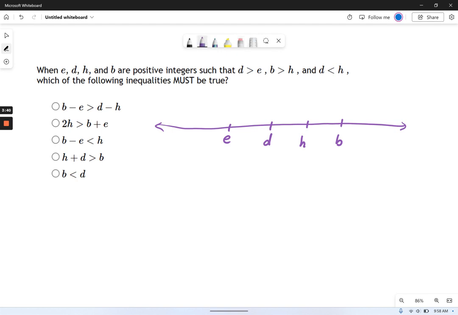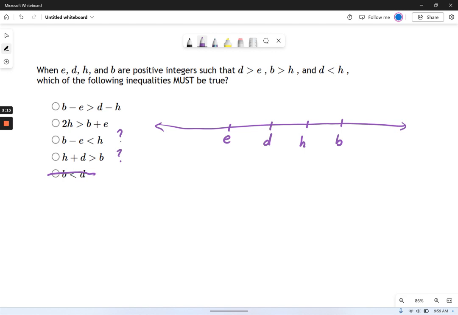Let's see what we can do. Is B less than D? I'm starting at the bottom here. That is clearly not true. So I can rule that out. How about, and I'm going from the bottom up here, what about H plus D? Okay, H plus D, is that greater than B? Well, maybe it is, or maybe it isn't. I don't know, maybe B is 100 miles to the right, and D plus H would not be greater than B. So I don't know if that's true or not.